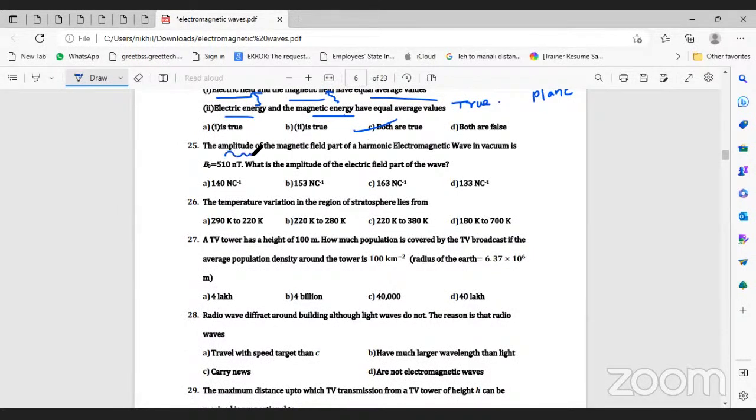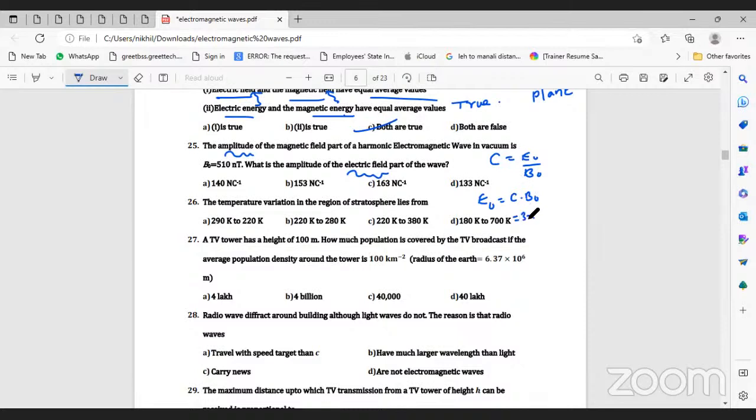So the amplitude means the maximum one. The maximum of the magnetic field of the electromagnetic wave in vacuum is this. What is the amplitude of the electric field? It's quite simple. You know that C is equal to E naught divided by B naught. They're expecting you to find the electric field E naught. E naught is given by the formula C into B naught.